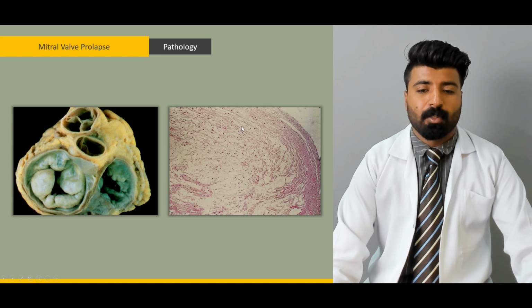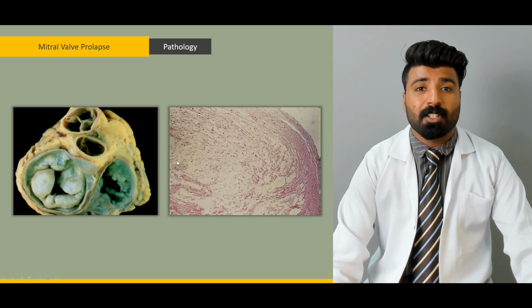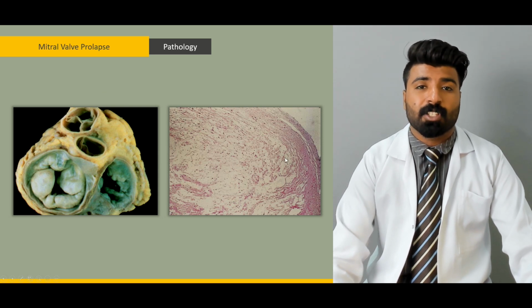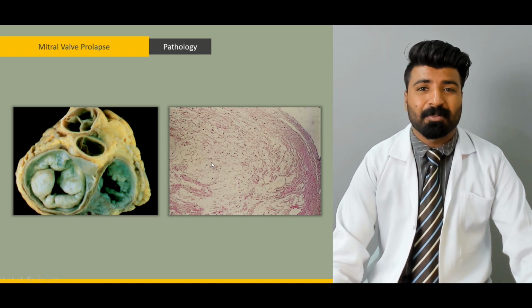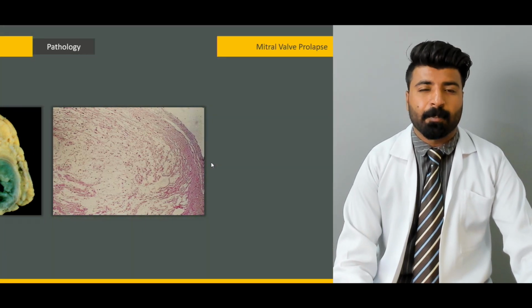So that's what you will look for when you see a slide of mitral valve prolapse. You go on and take a leaflet and take a microscopic section and look at it, and you will find a lot of myxomatous connective tissue present in here.